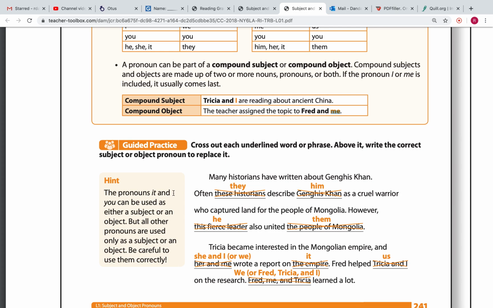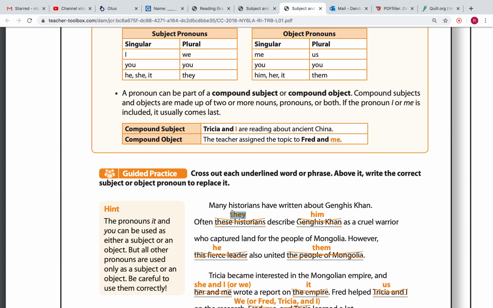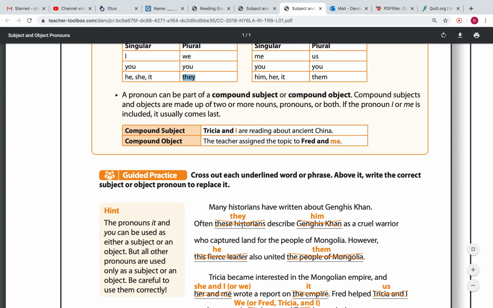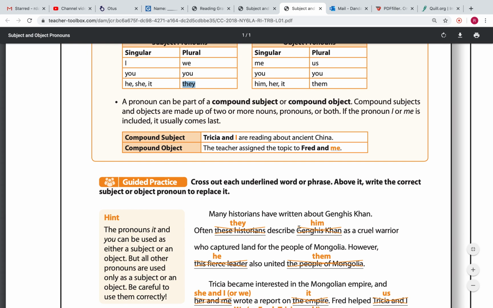Right? So, many historians have written about Genghis Khan. Often, these historians, right, instead of writing these historians, we can replace it with a pronoun they, right? So in this case, they is a subject pronoun, right? So instead of these historians, you can say often they describe Genghis Khan. Instead of writing Genghis Khan, we could write him, which is an object pronoun, right? They describe him as a cruel warrior who captured land for the people of Mongolia.